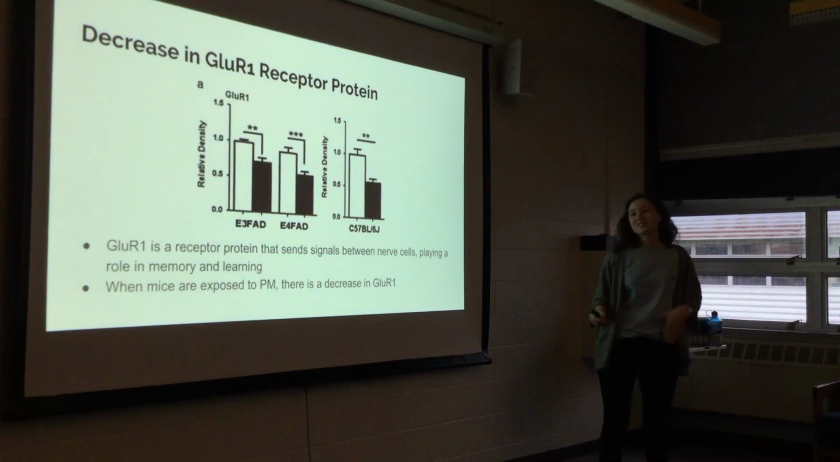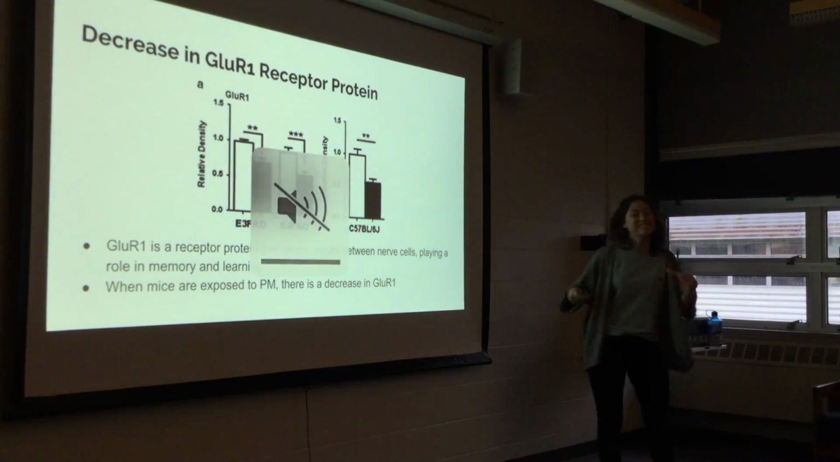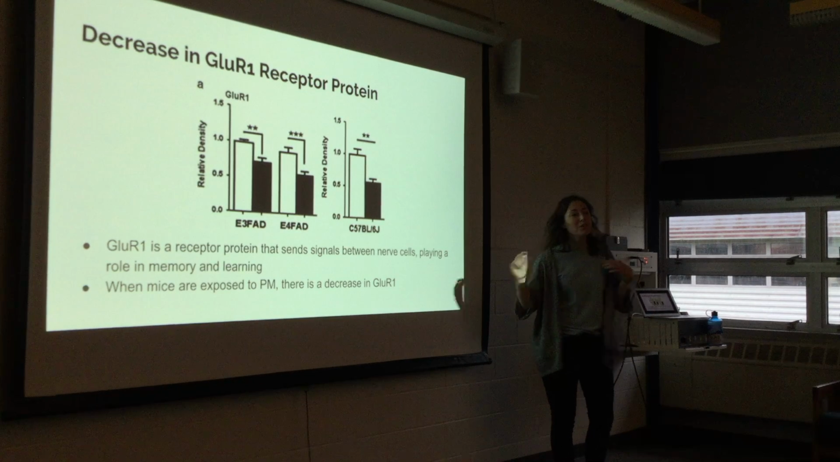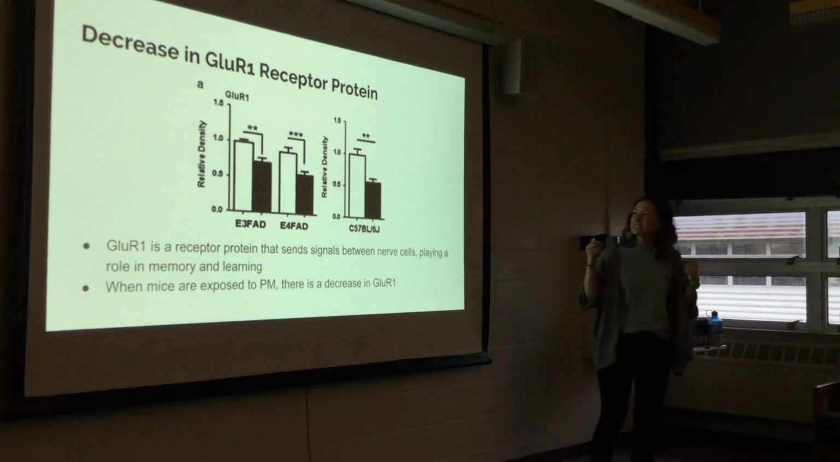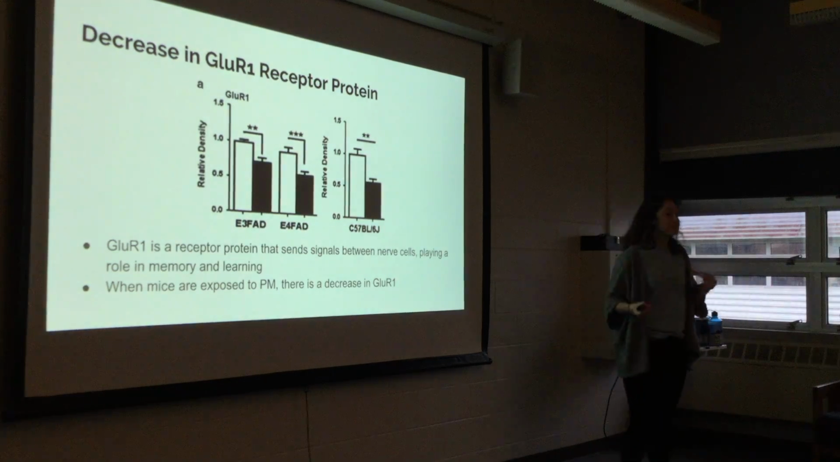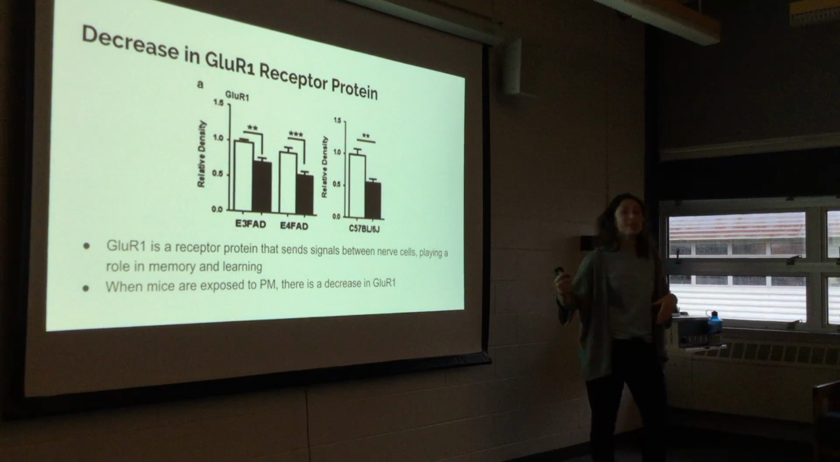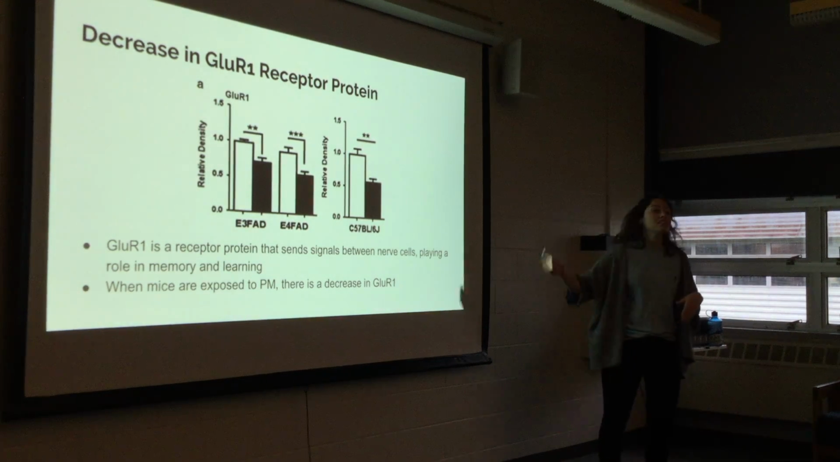And then they also looked more specifically in that region at the GluR1 receptor protein. This is a receptor protein that sends signals between nerve cells, and it plays a part in memory and learning in the hippocampus. And when the mice were exposed to the particulate matter again, there was a decrease in the GluR1.